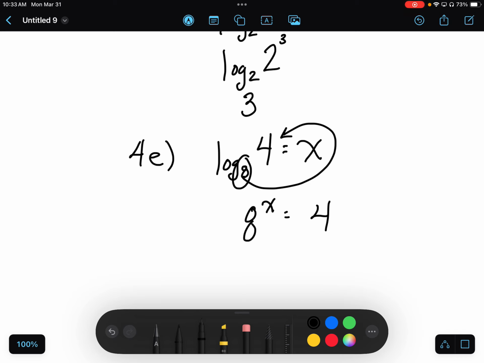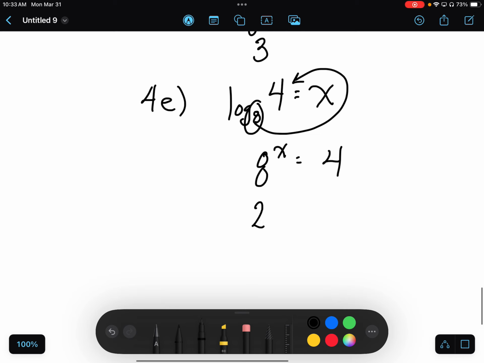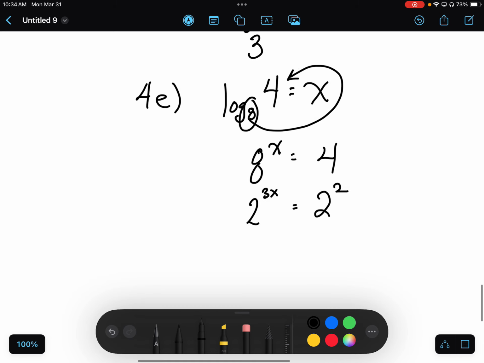What power can they both be? 2. And we just talked about this one. 2 to the third was 8, right? And then what's 2 to what power equals 4? 2. Uh-huh. And if the bases match, then the exponents should match. So 3x equals 2, divide by 3, and x equals 2/3.